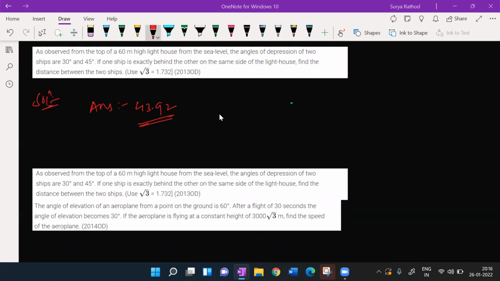See, you have two ships here. Take anything, A and B are two ships. Yes, sir, I even got 43.92. Next question. Solve the next one.